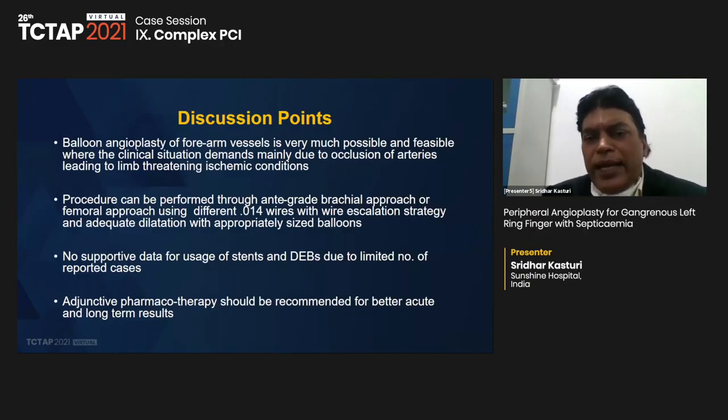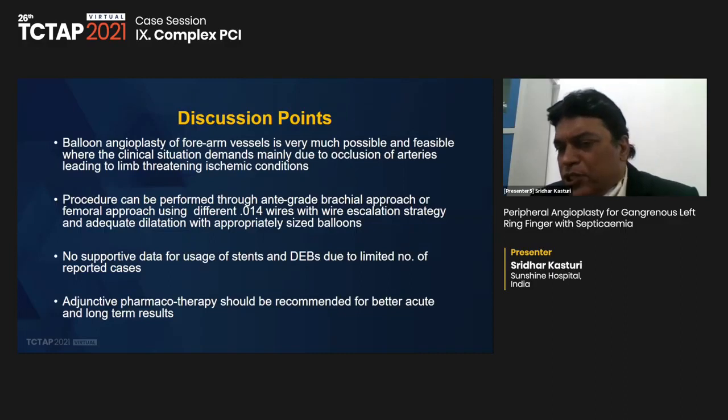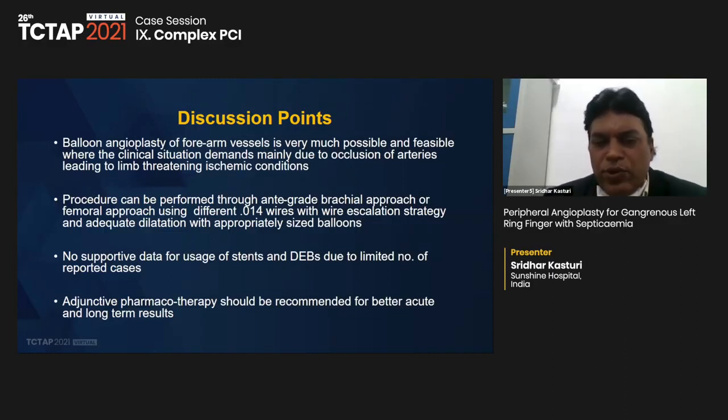The procedure can be performed through an antegrade brachial approach or through the femoral approach. The antegrade brachial approach we purposefully avoided here because it may hamper the flow further, and it may cause some dissection. So that's the reason we went ahead with the femoral approach. There is no supportive data for usage of stents and DEB due to limited experience and limited published case reports. Very few cases are reported, but rationale-wise, you can use the drug-eluting balloon instead of drug-eluting stents, which can work well.